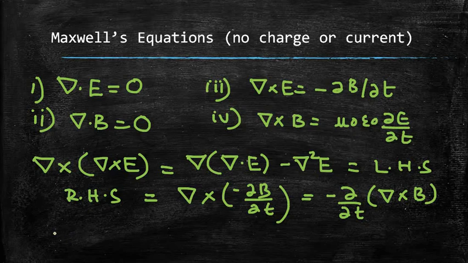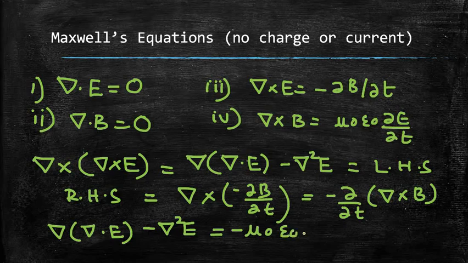So when we combine them, we write this as del (del dot E) minus del square E. And what is this del cross B? Del cross B can be written as mu 0 epsilon 0 dE by dt. So this can be written as equal to minus mu 0 epsilon 0 d square E by dt square.